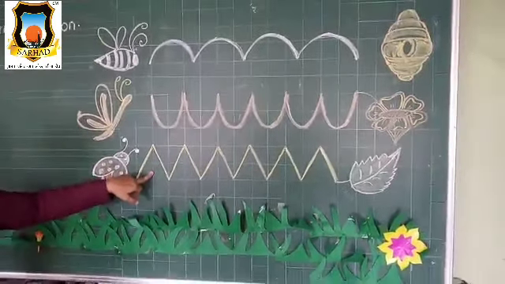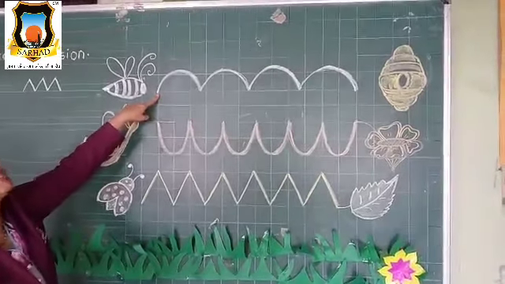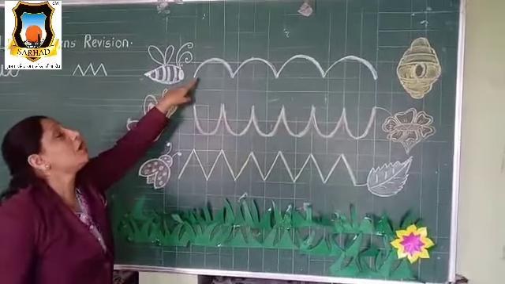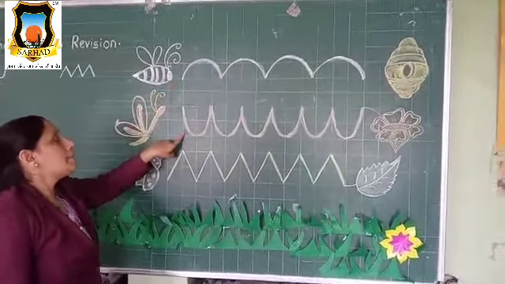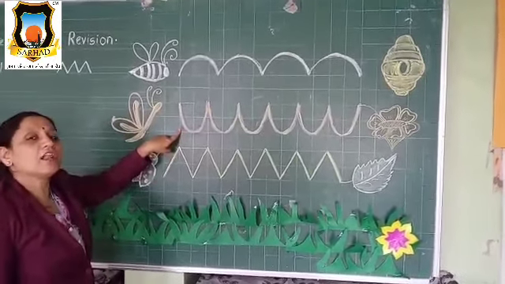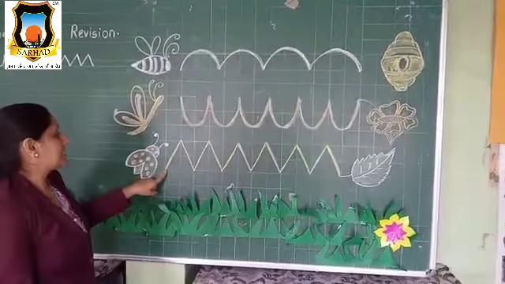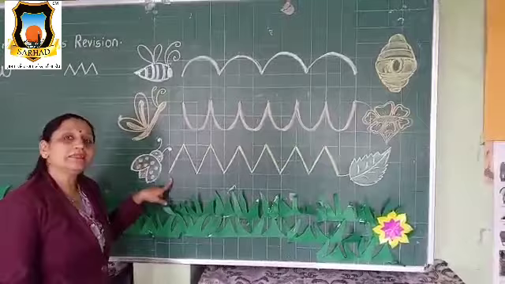So children, all of you say after me. This one line is Humpty line. Which is this line? Say loudly all of you. Humpty line. Then this is bumpety line. Say all of you, bumpety line. Very good. This is up and down. Which line? Up and down.